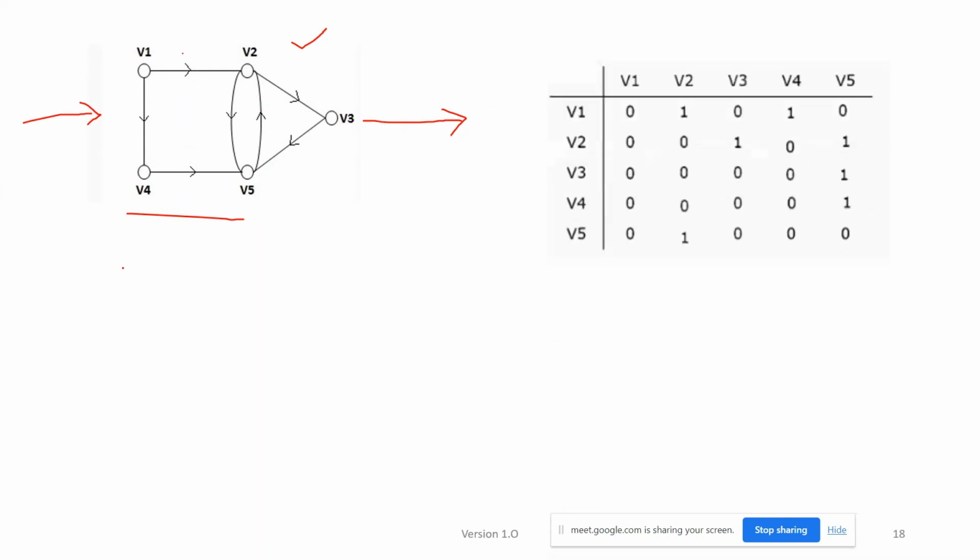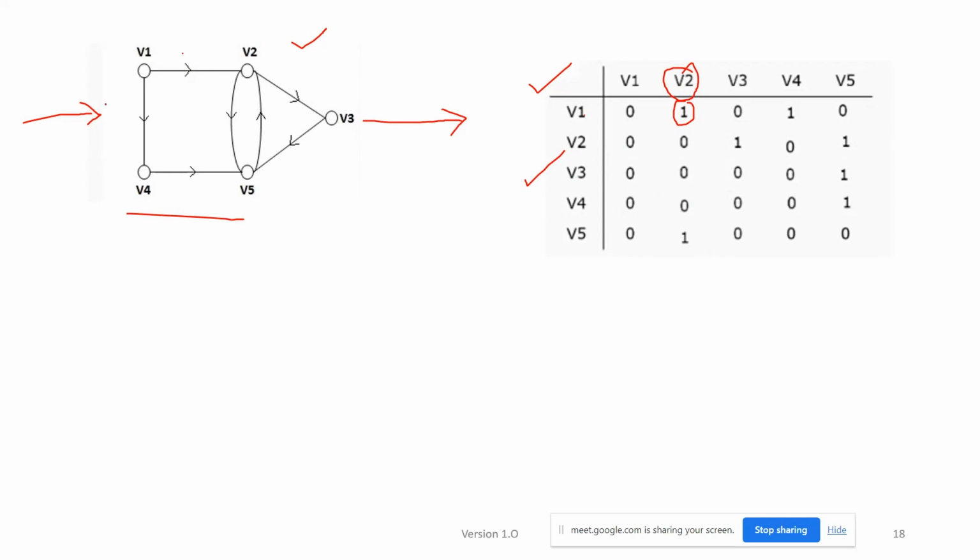Okay, so we are creating a matrix representation, that is the relationship between the vertices to vertices, like this. There is an edge from V1 to V2. That's why we are mentioning 1 here. So like this, we are creating a relationship matrix. This relationship matrix is used for doing the calculations in programming.